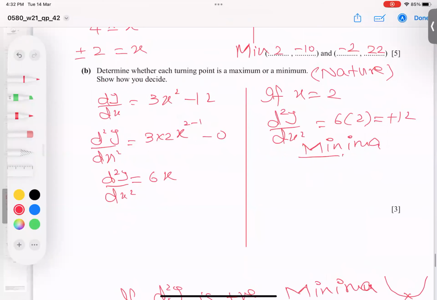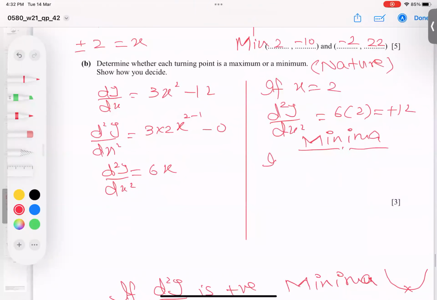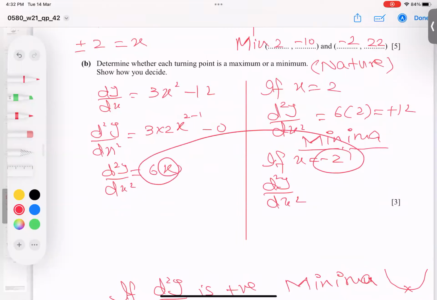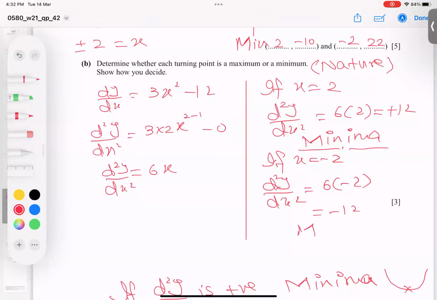Now I'm going for the second point's nature. I say if x is equal to negative 2, then what will happen? d2y over dx2, so this negative 2 I'm going to plug in here. So 6 times negative 2, I get negative 12. Because it's a negative answer, it's called point of maxima. So that's it. Alhamdulillah.